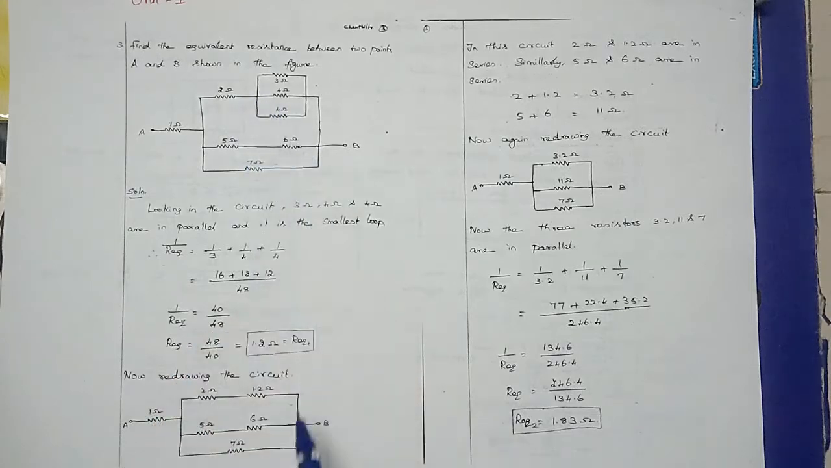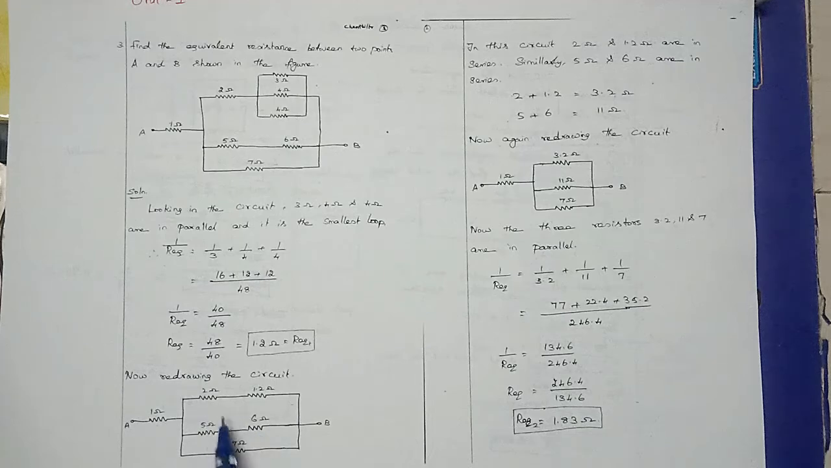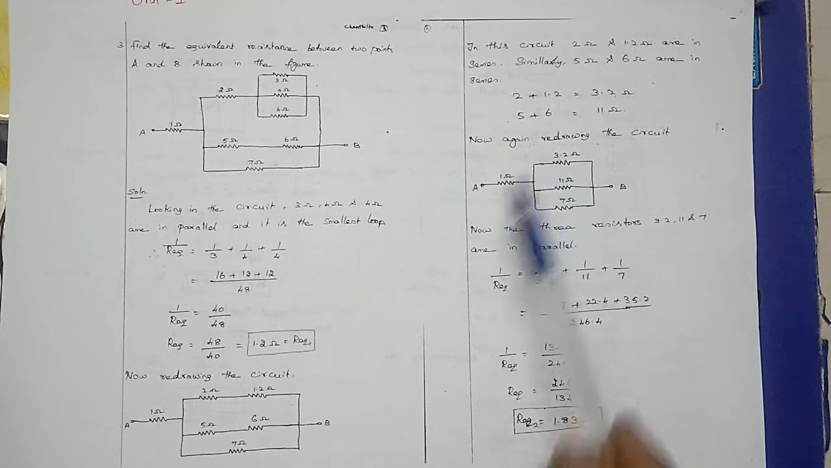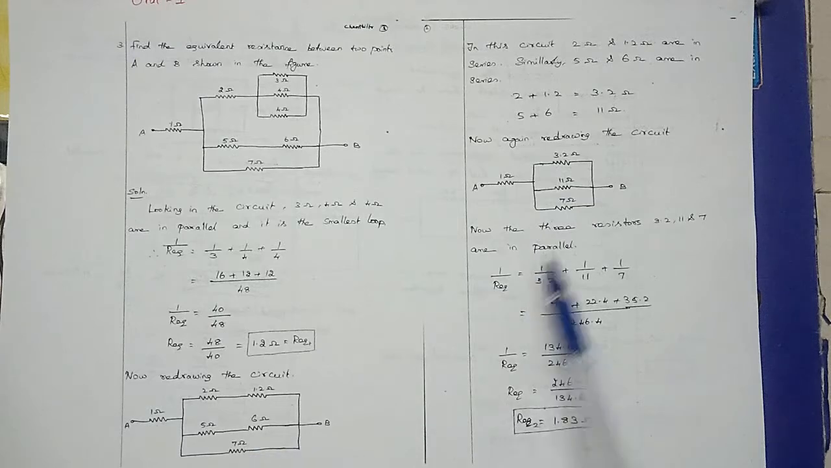You can again redraw this diagram. Its value is 1.2, so you can draw it here. Now again you can check this. Current is applied here, and it is divided between these two. What is coming here will flow across these two resistors, so these two resistors are in series. Similarly, the current flowing through this will be the same across these two resistors, so these two are in series. You can add these two, and add these two. So 2 plus 1.2 gives 3.2, and 5 plus 6 gives 11. These two, and 7 is there, you can put it.